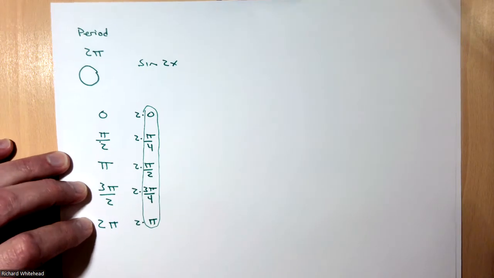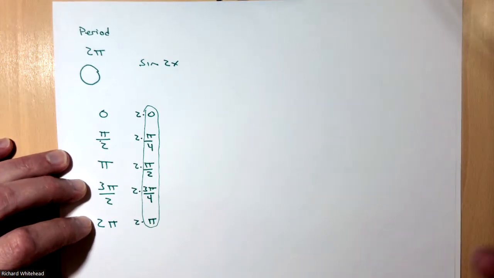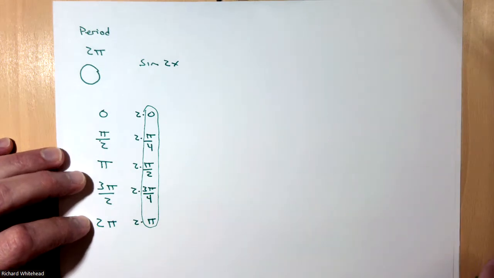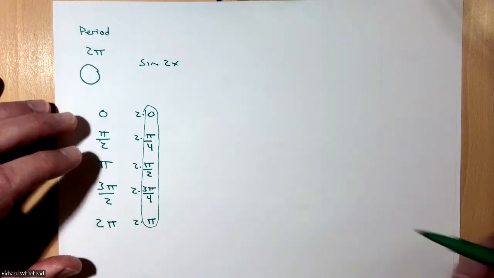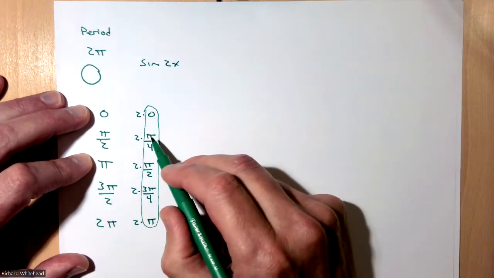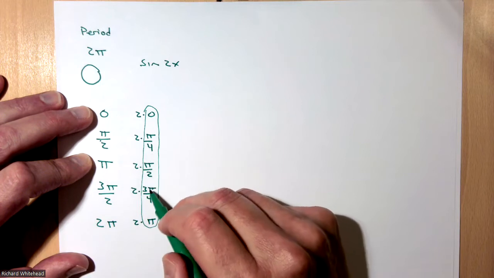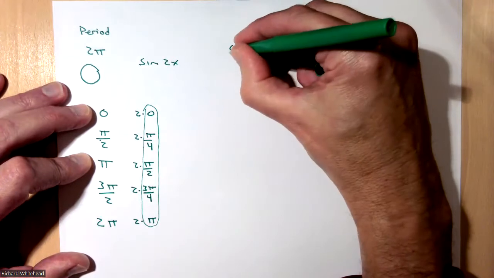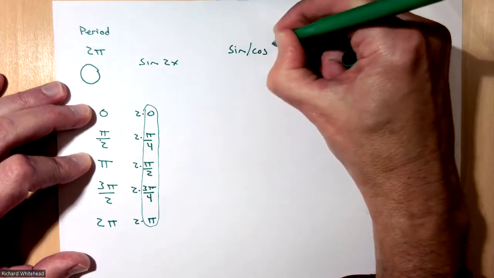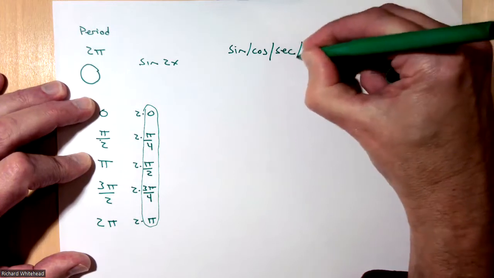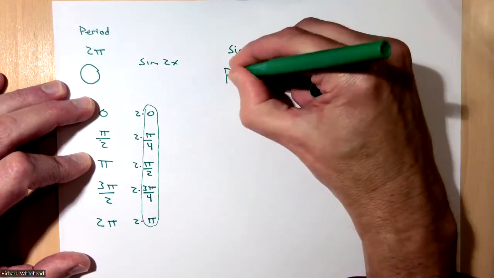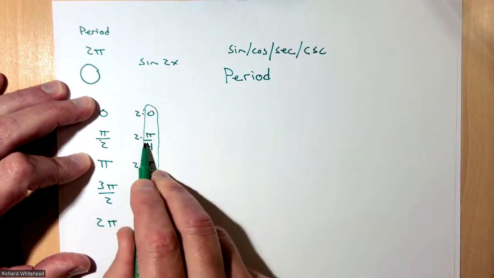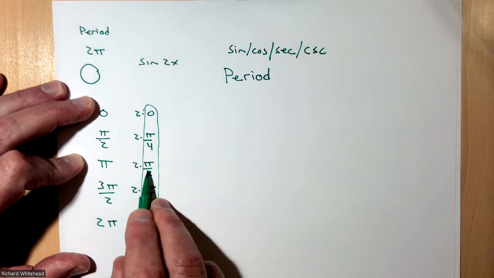And if you don't like this explanation, I'm going to show you the process, and you can just always remember the process, and that's what really matters. But basically, that number out there affects the period by either reducing it or expanding it. So we're going to get a formula here for sine, cosine, secant, and cosecant. What did that 2 do right there? It cut all of these in half.